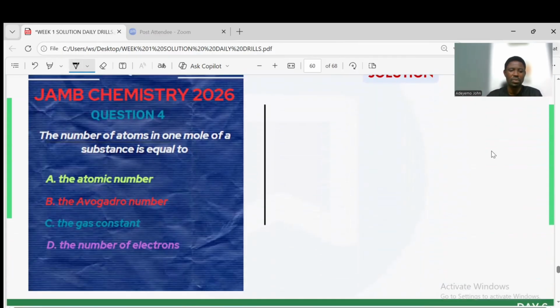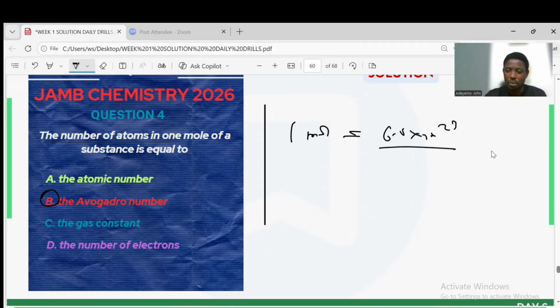All right, so the number of atoms in 1 mole of a substance is Avogadro's number. 1 mole of every substance has 6.0 times 10 to the power 23 atoms or molecules or particles. We can say that. So that is Avogadro's number.